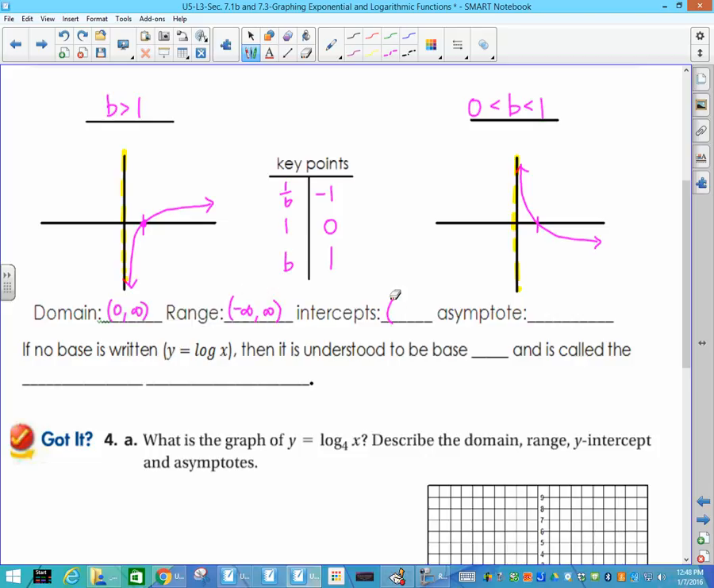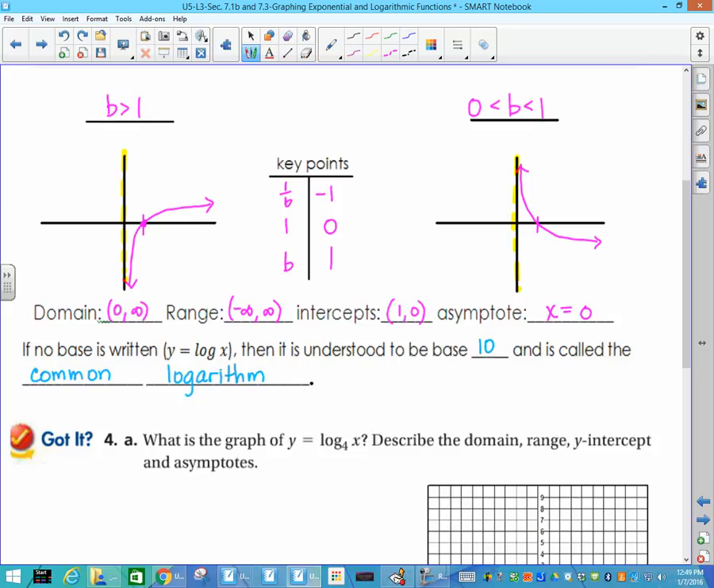Switch that, so it's not 0, 1 now, it's 1, 0. And my asymptote is not y equals 0, but x equals 0. So we're going to be using the same things we've just been doing, but things just got flipped. So if you know the exponential function, then this one will be a piece of cake for you. One thing you do need to know, especially when you come across a graph, and if you see no base written, y equals log x, then you need to know it is understood to be base 10, and it is called the common log or common logarithm.